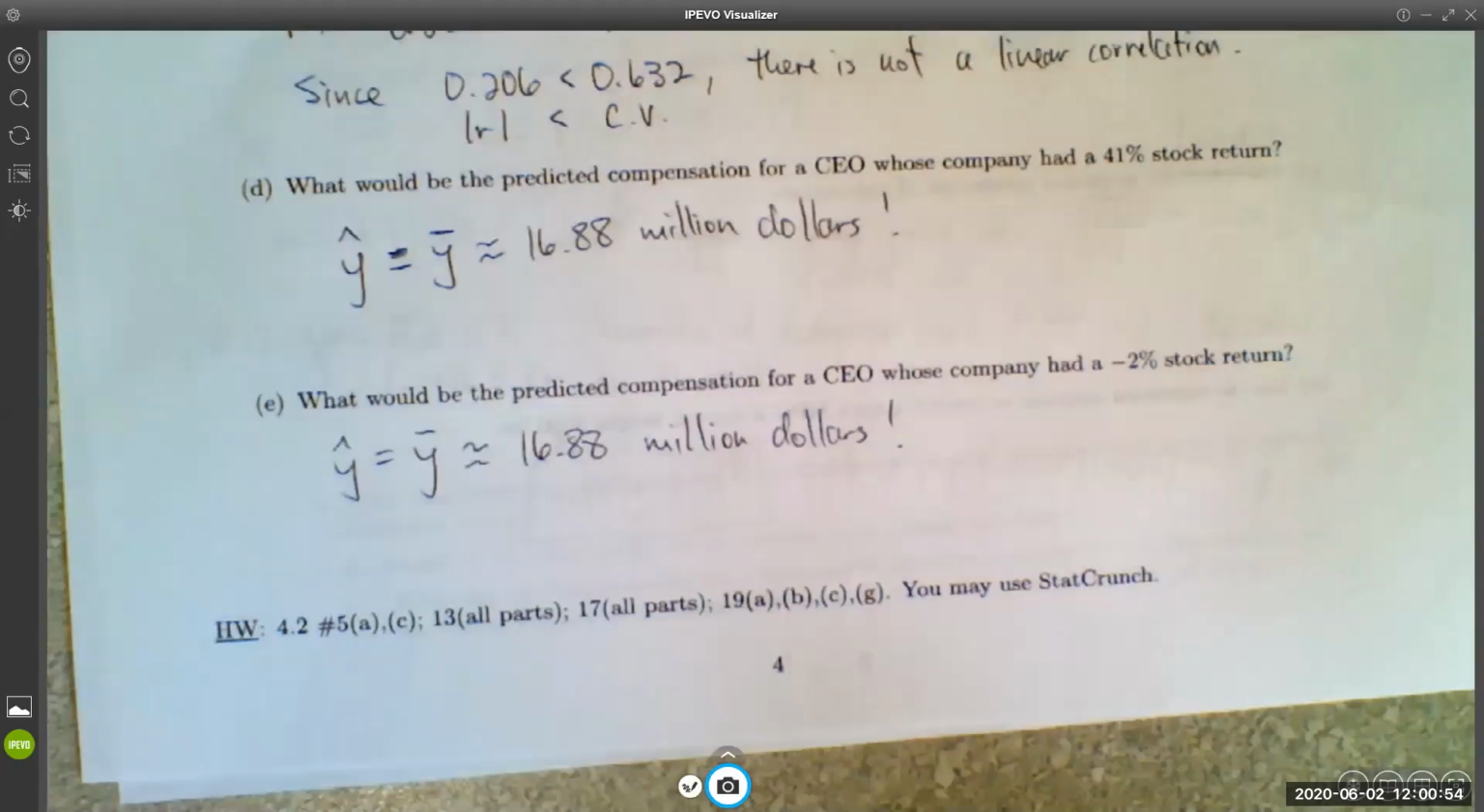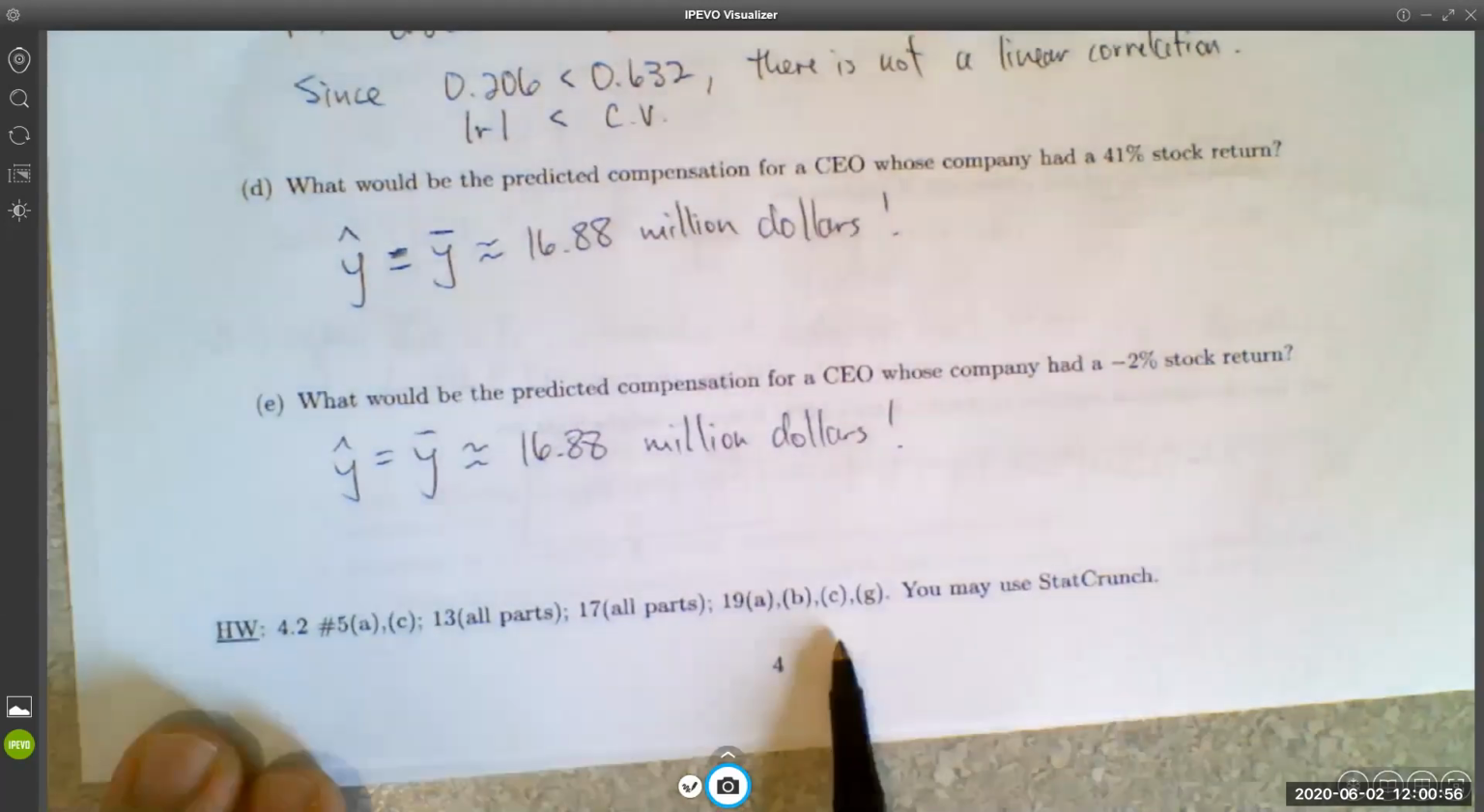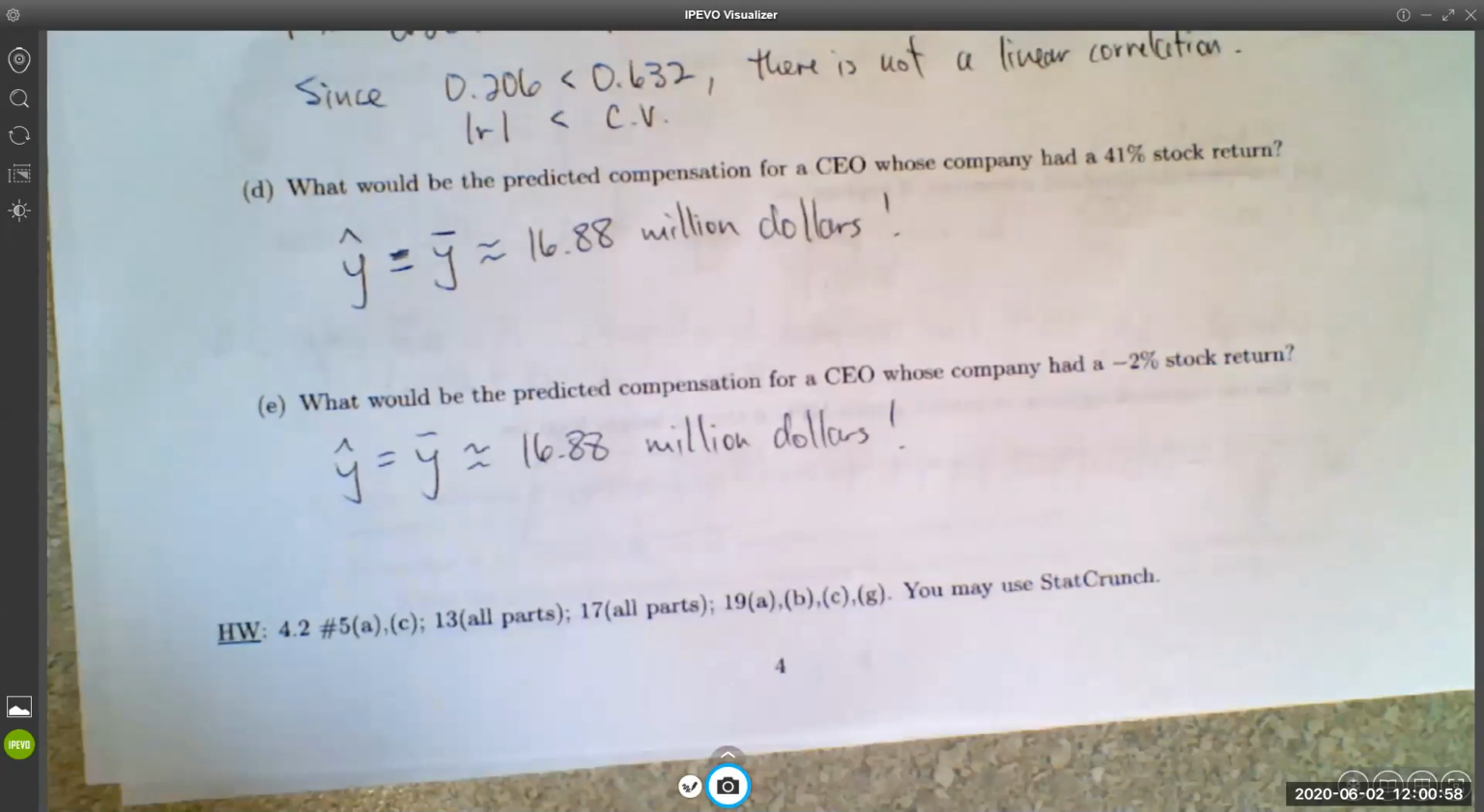But here's your homework assignment. You can use StatCrunch on all of it. If there's anything that says do this thing by hand, just ignore that. Use StatCrunch. The problems are way too tedious to do by hand. And we'll see you in 7.3.